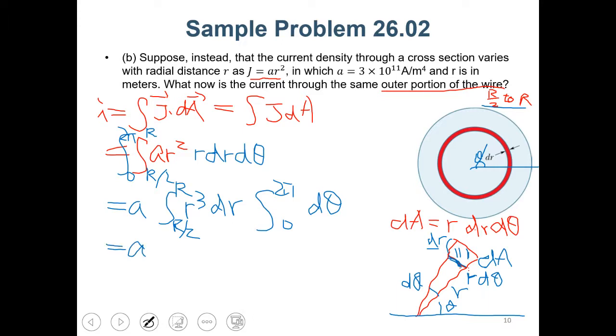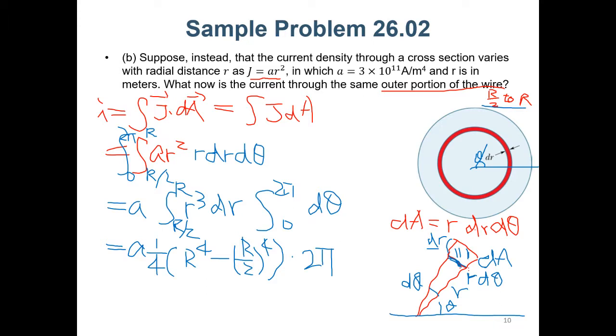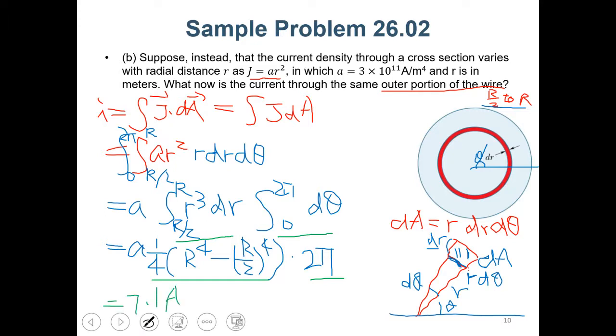then it will be A, and this is 1/4 r to the 4th, so it will be r to the 4th minus half of r to the 4th. Yeah, this is the integration for the first part, and the second part will be 2 pi, because you integrate 1 d theta, so 1 times 2 pi minus 0. So actually, 2 pi is this part, this integral is this part. And you substitute A equals 3 times 10 to 11, and r equals 2 millimeter. I do not write it out. And the answer is 7.1 A.